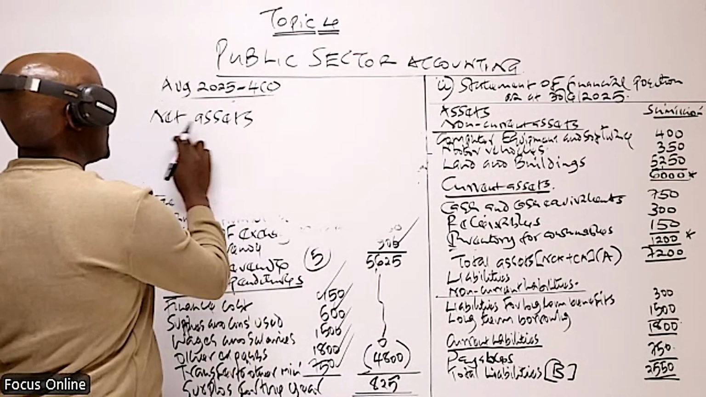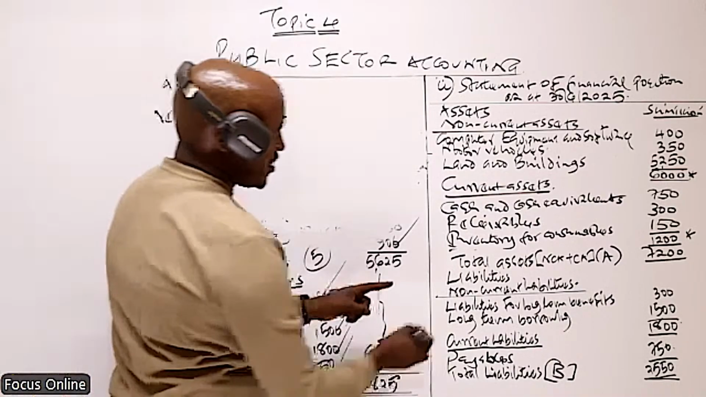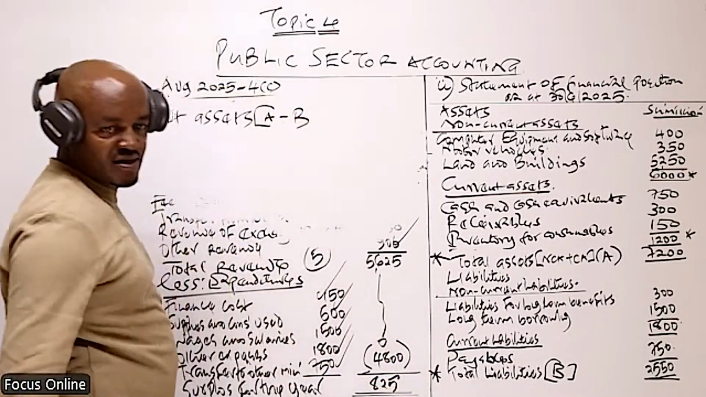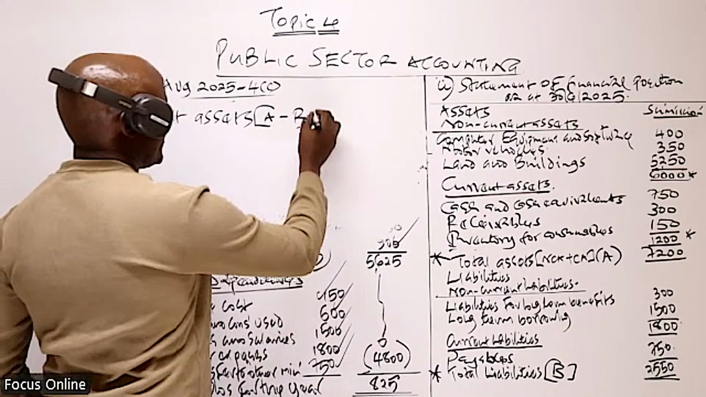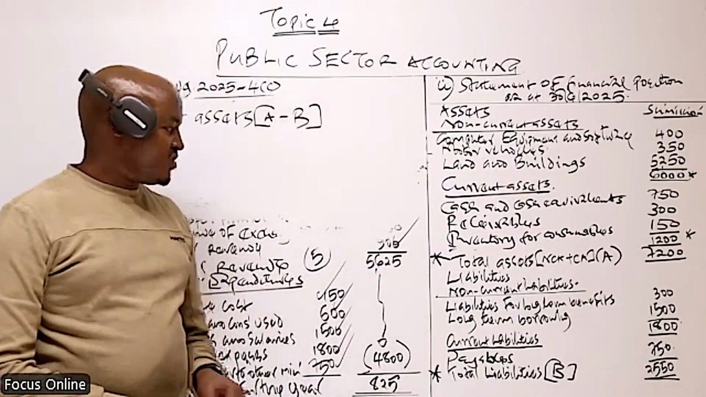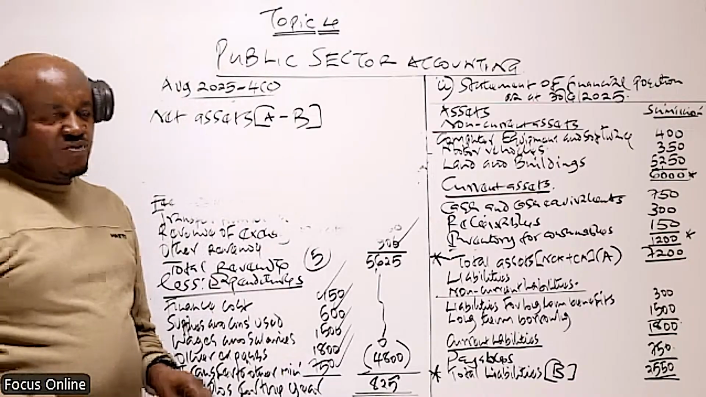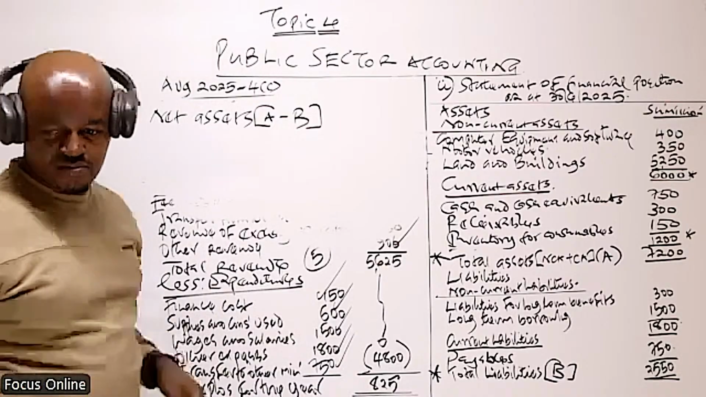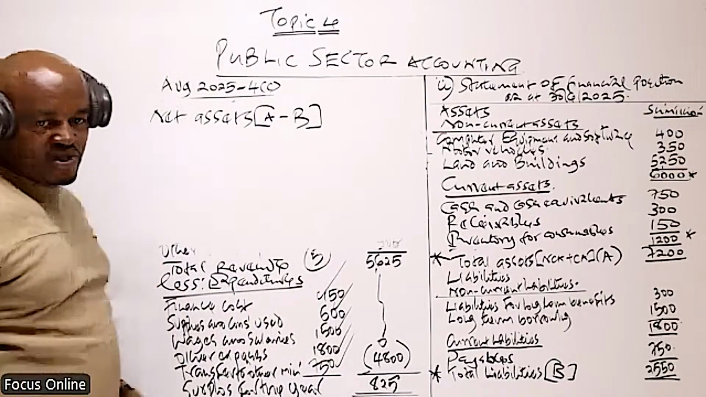So how do we compute the net assets? The net asset is equal to total assets, whatever you have here, minus total liabilities, what we have there. Net asset is equal to asset minus liabilities. So we take 72 minus 2550. That one will give us how much?